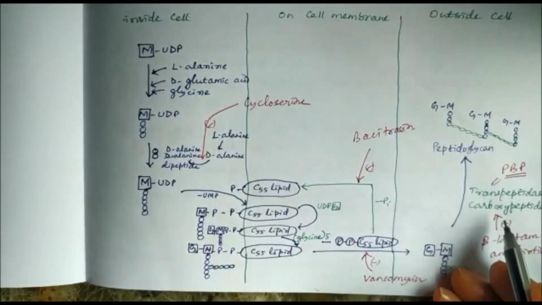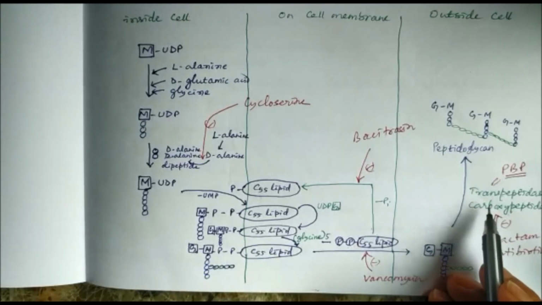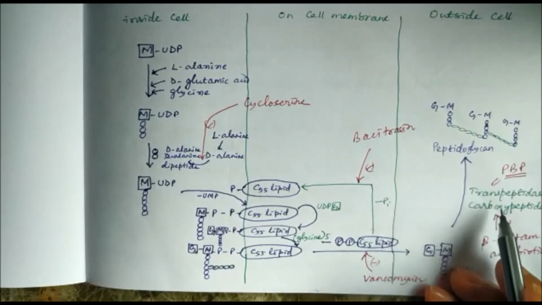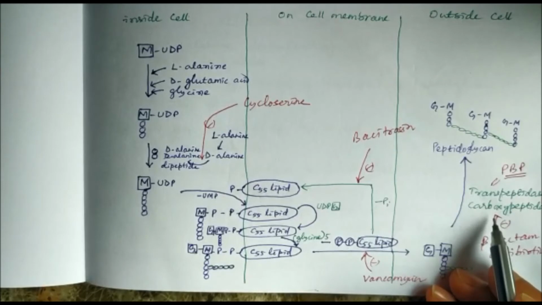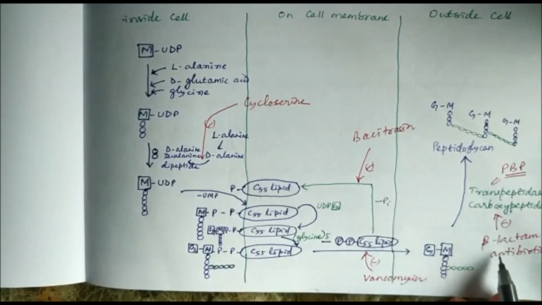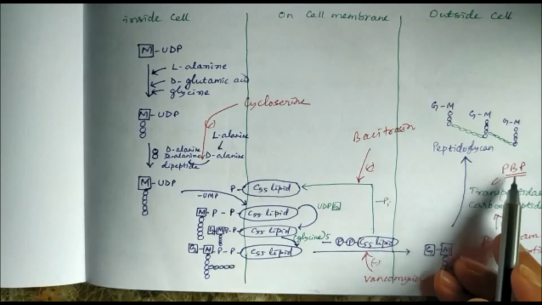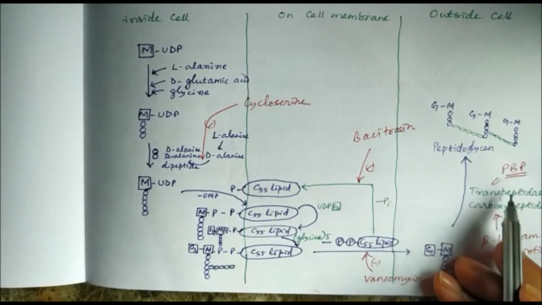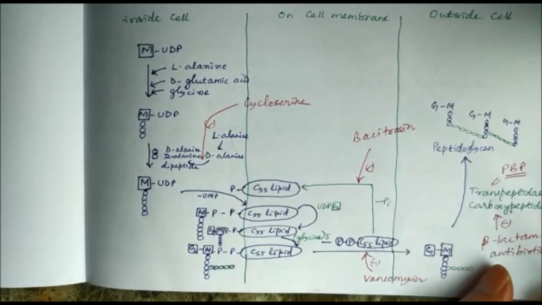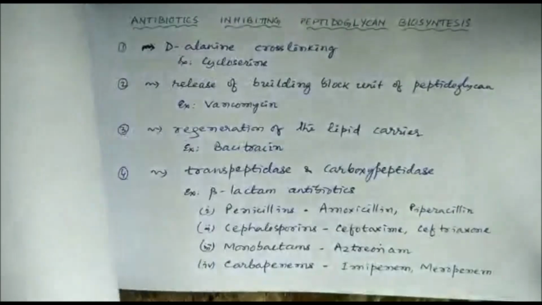The fourth group of drugs are antibiotics which inhibit the final step of peptidoglycan biosynthesis, that is inhibition of transpeptidase and carboxypeptidase, and this is done by beta-lactam antibiotics. All antibiotics which have a beta-lactam ring in their structure are called beta-lactam antibiotics. Penicillin is a beta-lactam antibiotic. These two enzymes are commonly called PBP, or penicillin binding protein. So these are the four groups of antibiotics which can inhibit peptidoglycan biosynthesis.